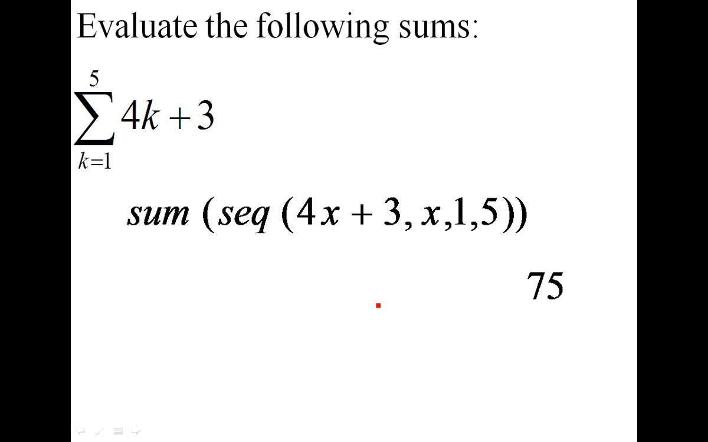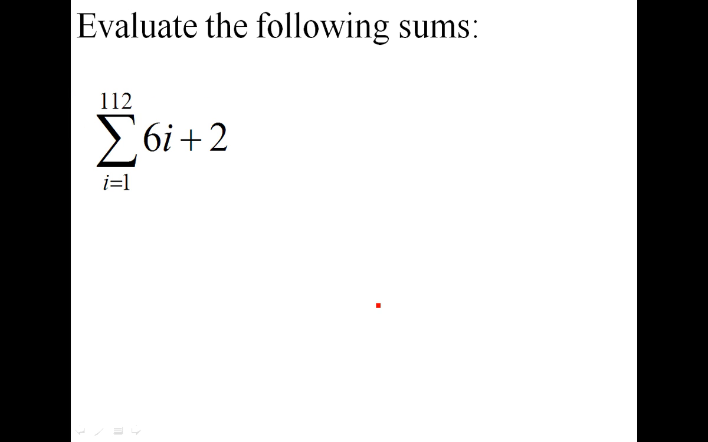All right. Try another one, see if you get the hang of it. The sum of 6i plus 2, i equals 1 to 112. I just do the same thing. I'll give you a minute, see if you can punch it out and get it right.